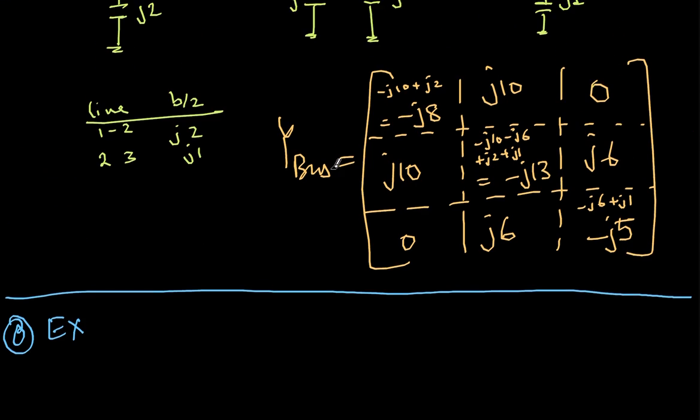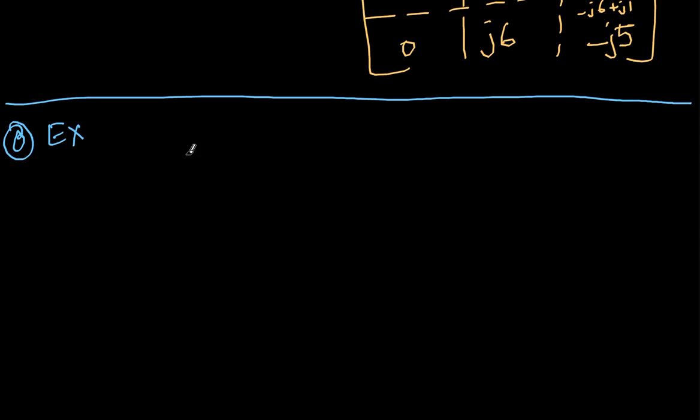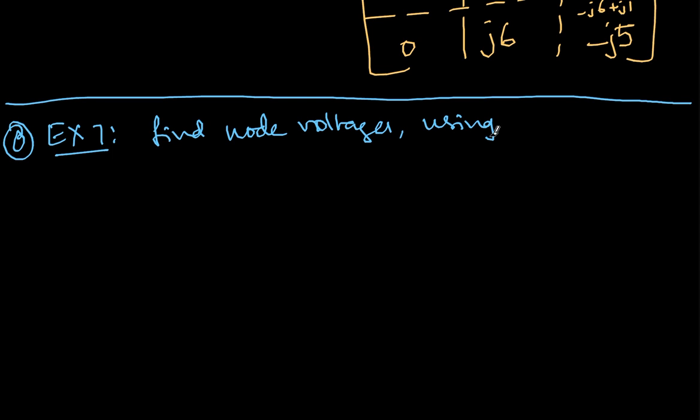So the question is like this. I think it is example number 7. So example number 7 is: find the node voltages using Ybus for the following circuit. So I'll just draw the circuit.